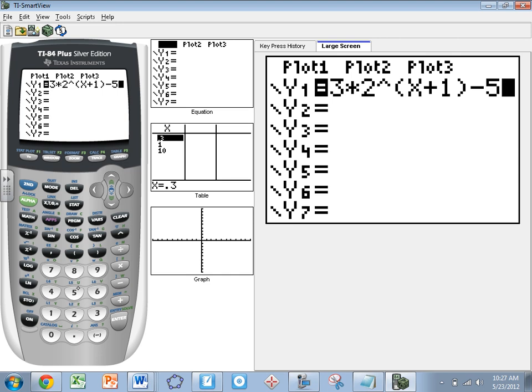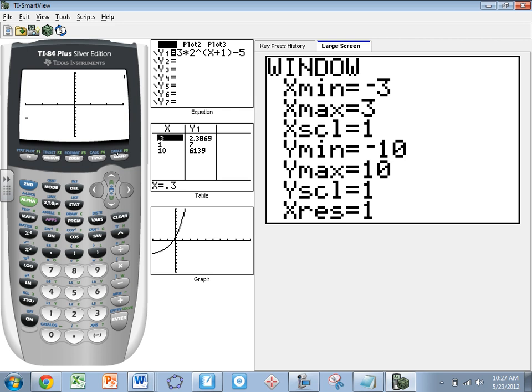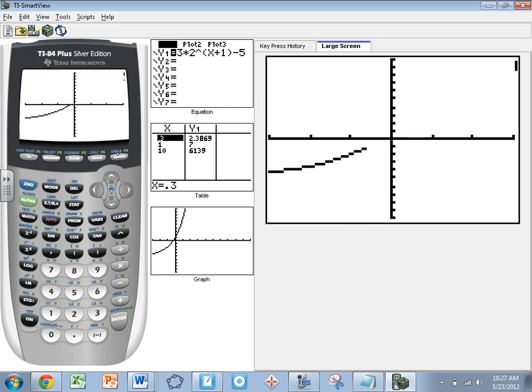Now, what were my intervals to graph this on? Negative 3 to 3. So go to your window, everybody. X min, negative 3. X max, positive 3. I don't know much about the Y min and max just yet, so I'm going to leave it as negative 10 and 10. And then just hit graph for now. We can change it in a minute.